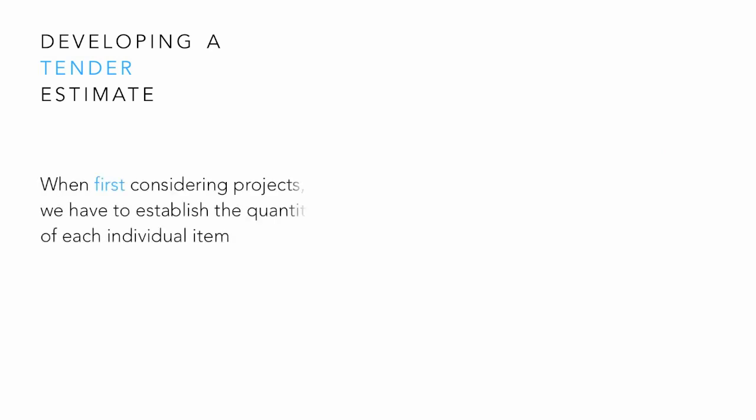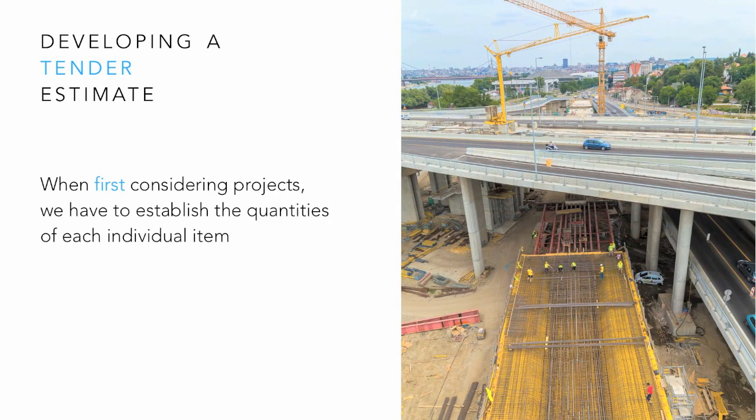When first considering projects, we have to establish the quantities of each individual item, activity, or materials required to be built into the project, then estimate the costs of each item or activity, and work out all associated costs in managing or executing the activity to establish the total cost for a project. Incorporating things like quantities, costs of materials, labour, utilities, maintenance, and on-site and off-site overheads can be difficult by hand.